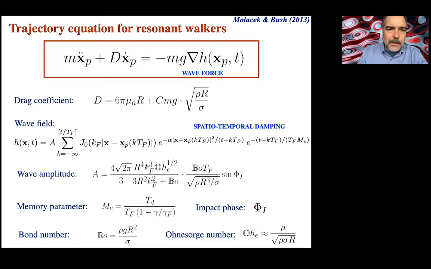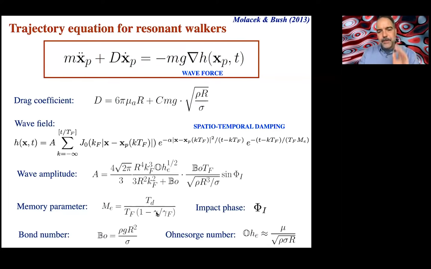Okay, so we can write down a trajectory equation for these resonant walkers. So we have the inertial term, the drag term, and you have a force which is proportional to the slope of the wave. And this is, of course, the interesting term. In order to calculate this, you need to know the local fluid depth. And so you have to calculate the wave field generated by its path, along its path, okay? And so you see now, when I mentioned memory, I didn't define it. Here we define memory. This memory parameter is the ratio of the timescale of viscous decay of the waves in the absence of vibrational forcing. This is the Faraday period, and this is the driving acceleration gamma here.